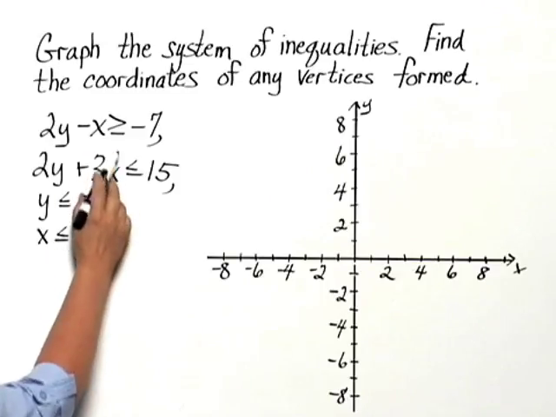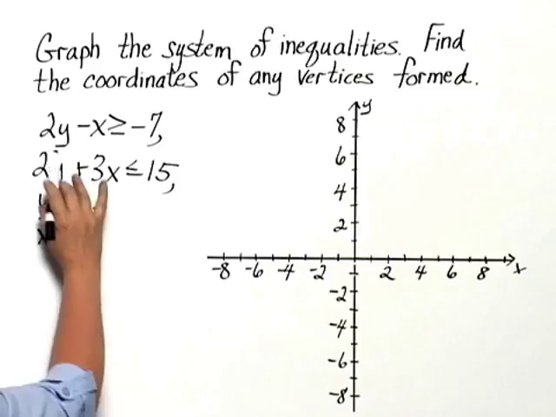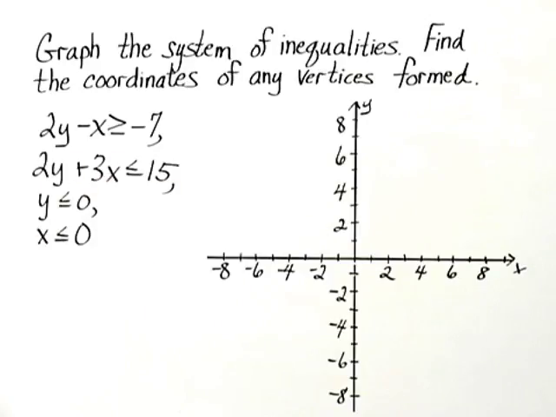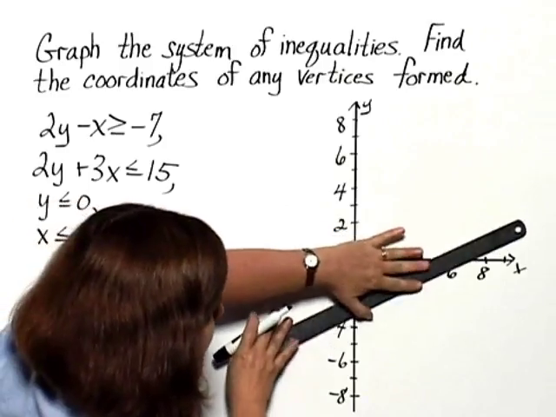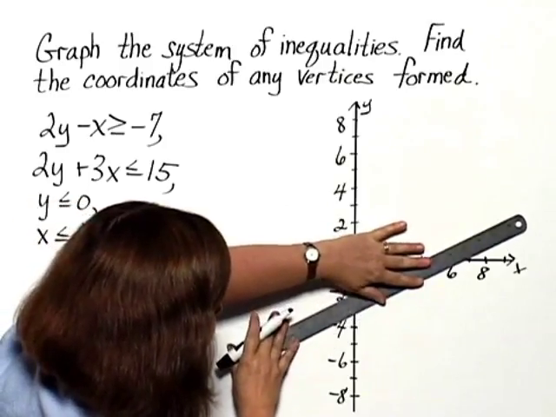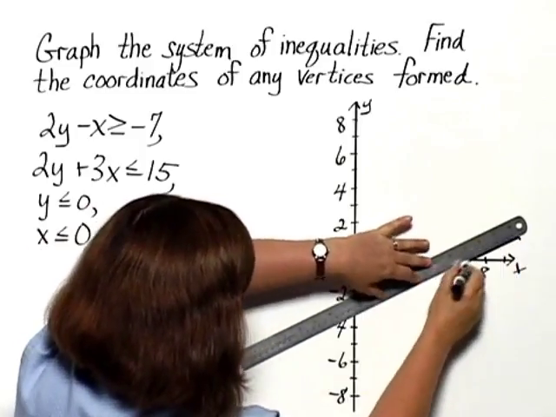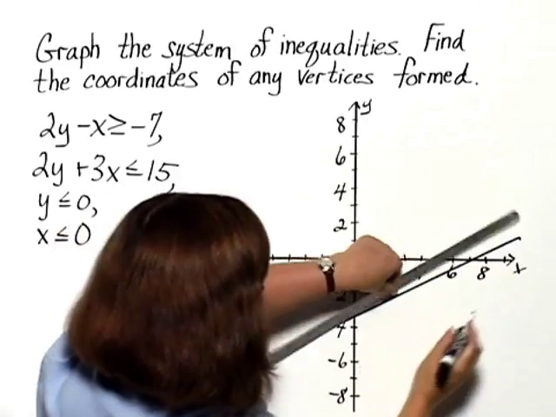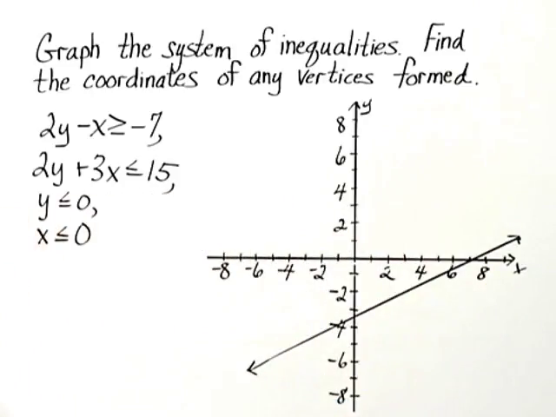We need to graph each of the inequalities separately and then find where the solution sets overlap. For the first one, we're going to graph the line 2y minus x equals negative 7 first, and we'll graph that line with whatever method we want to use. And then we need to determine which half plane we would color or shade in.